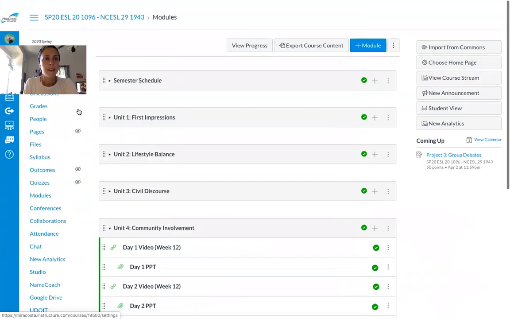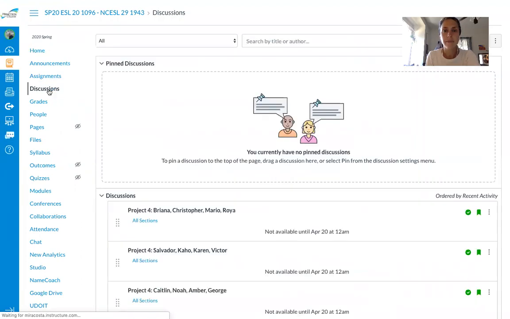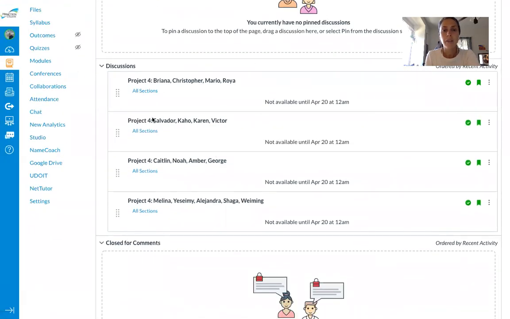And you are going to go to discussions. We're going to click in. Hopefully everybody sees their name right here. There are 4 groups. Please find your name. If your name is not here for some reason because my brain is going crazy, just let me know and I'll add you. So let's click into this group.